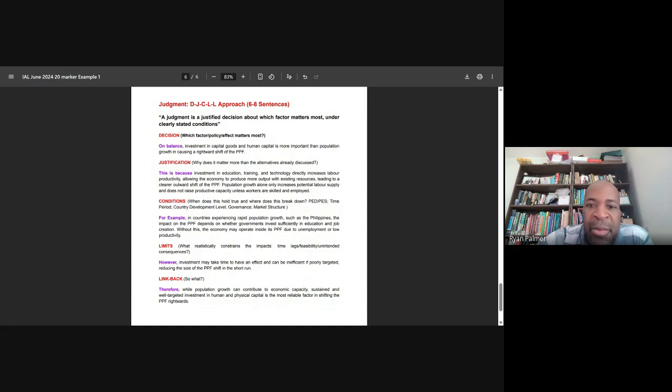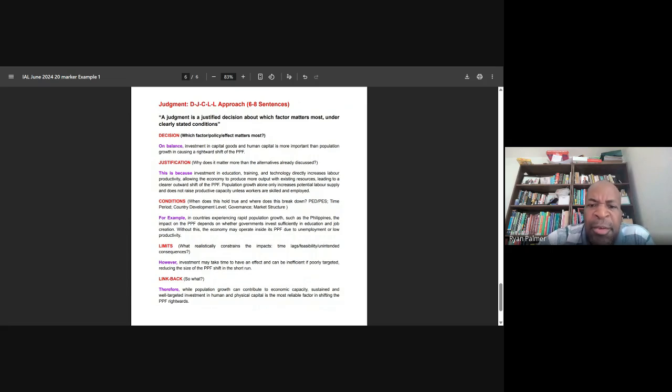That when we invest in capital and labor, we're increasing productivity, allowing the economy to produce more output with the existing resources, leading to a clearer outward shift of the PPF. Population growth alone only increases potential labor supply and does not raise productive capacity unless workers are skilled and employed. So this is the key: population growth only leads to an increase in the potential labor supply. What we're looking for is that if we increase the skill set, there's a clear argument for an increase in productive potential.